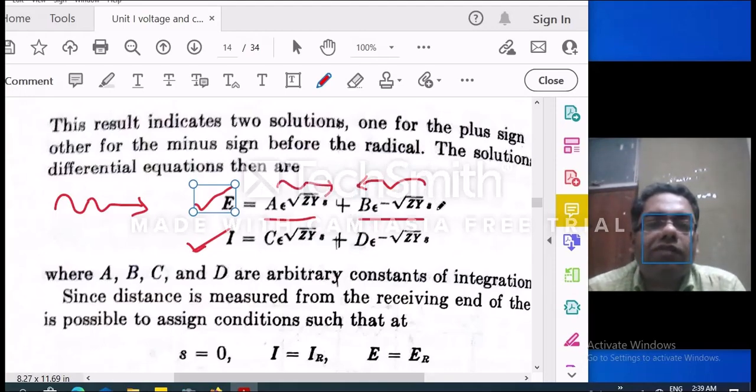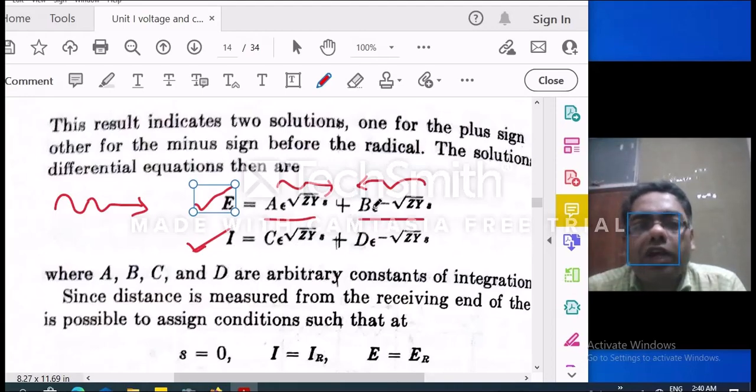This backward wave is coming because of the reflection from the load end. From the load end it is getting reflected and going to the source. This is due to impedance mismatch, as I have already discussed in the previous class. Now this S is measured as a distance from the load end. Now the same thing for current.